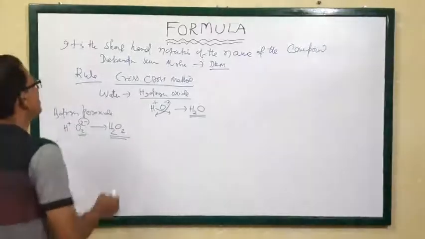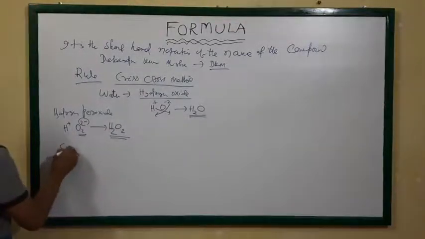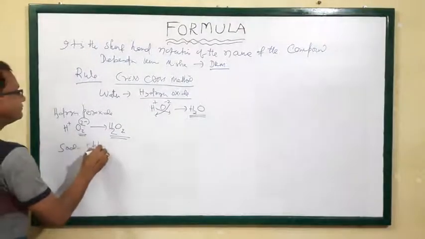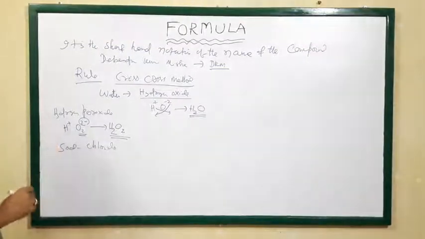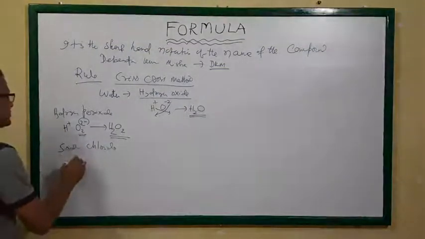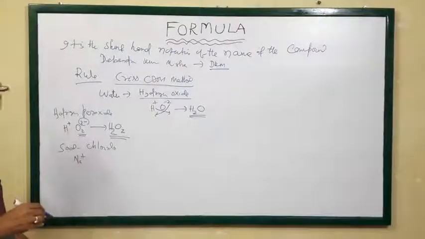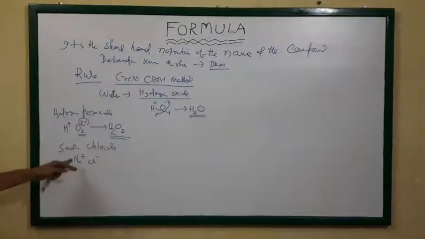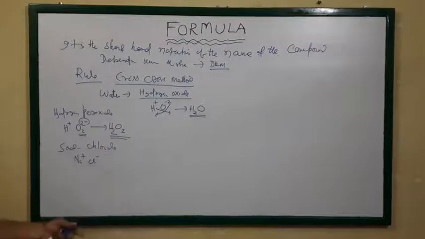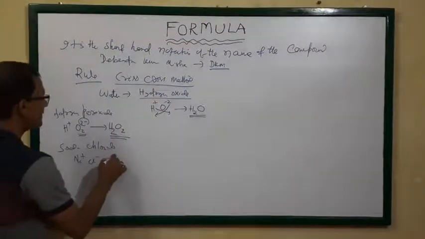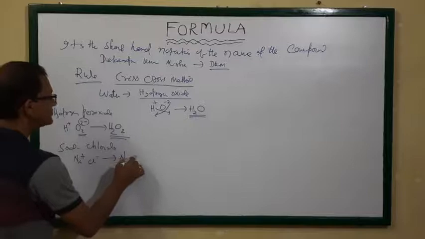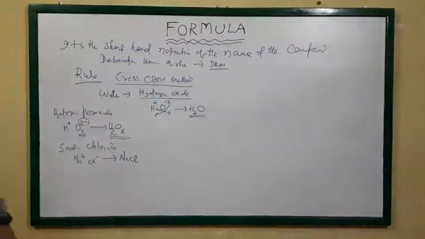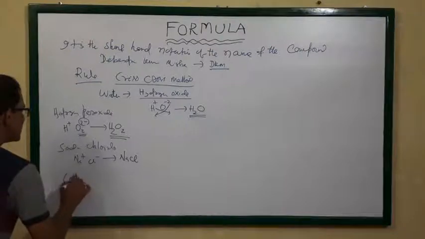For example, sodium chloride. Sodium charge is Na plus and chloride is Cl minus. Both carry a single plus and single minus, so the valency is 1 and 1. So the formula is the same, no change. Sodium chloride is NaCl. Suppose calcium chloride.